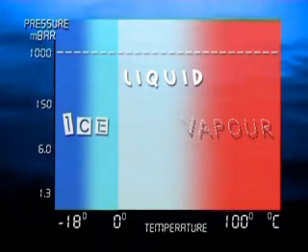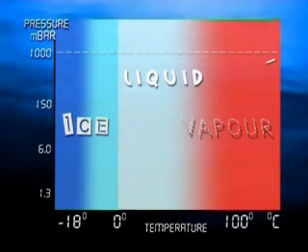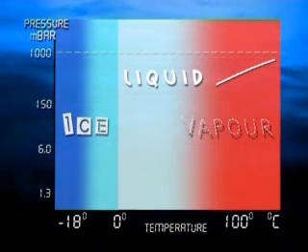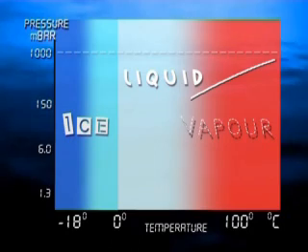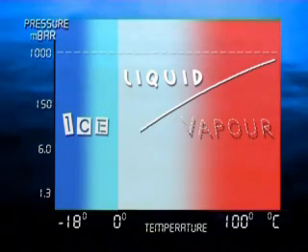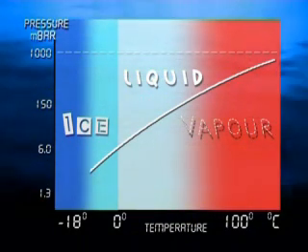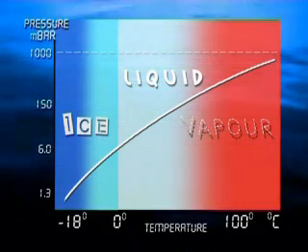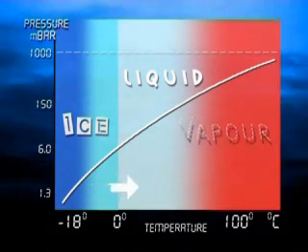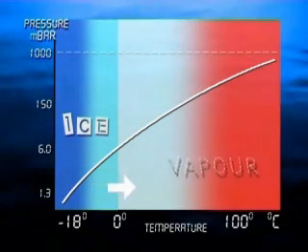But if we look at the effect of changing pressure as well as temperature, some interesting things happen. As the pressure decreases, the temperature at which water changes from liquid to vapor also decreases. If you lower the pressure enough, water will become vapor at normal room temperature. And if you lower the pressure to less than 6 millibars, water won't stay in liquid form at all. Instead, it will change from ice to vapor, or vice versa, without ever being in liquid form.